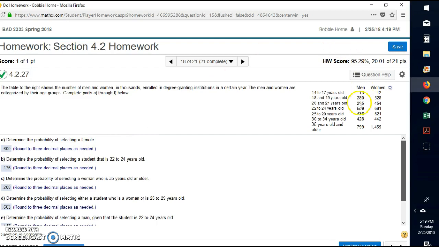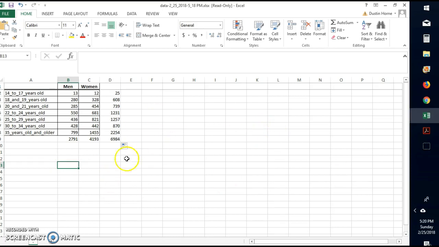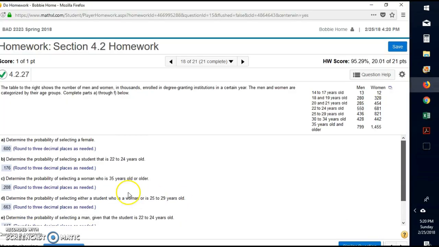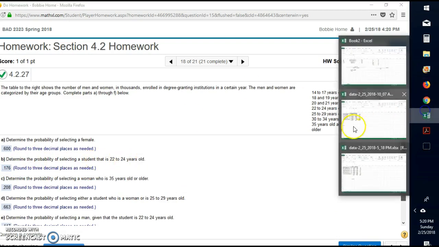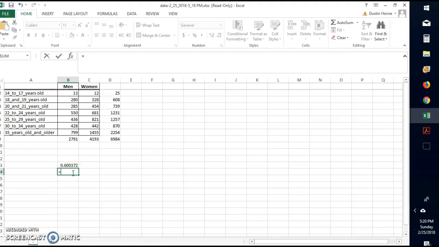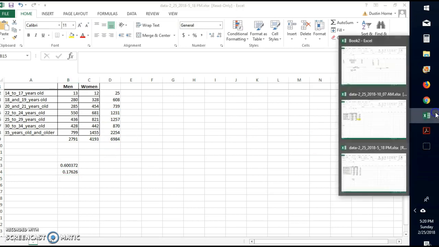Determine the probability of selecting a female. So all you would do is do your total females divided by your total number of people, and you would get 0.600. And then determine the probability of selecting a student that is 22 to 24 years old. So here you would go to your total number of students that are 22 to 24 years old and divide that by your total number of people, and you would get 0.176.